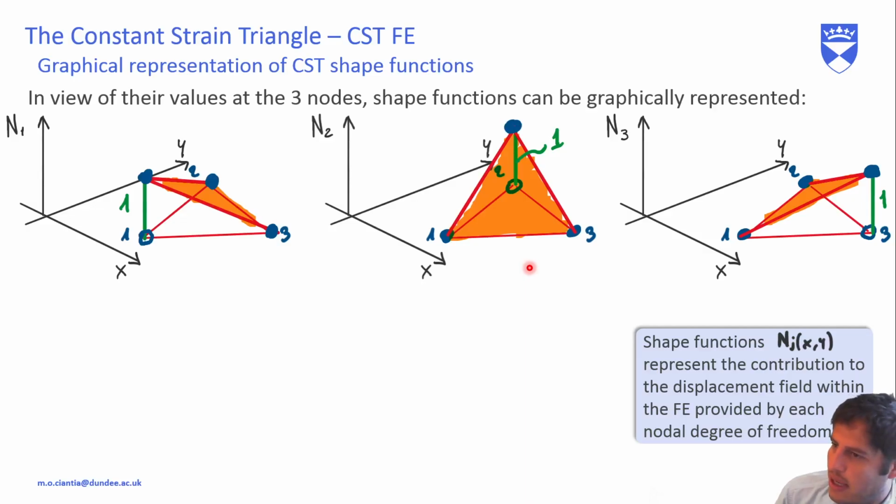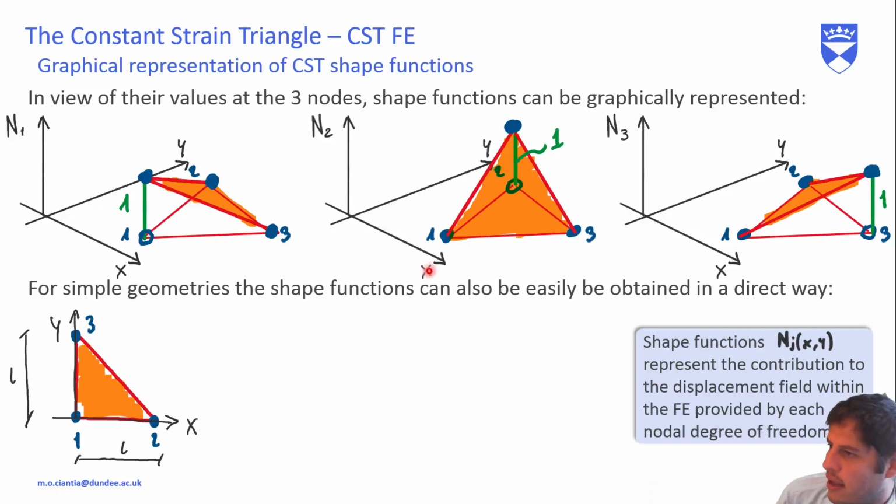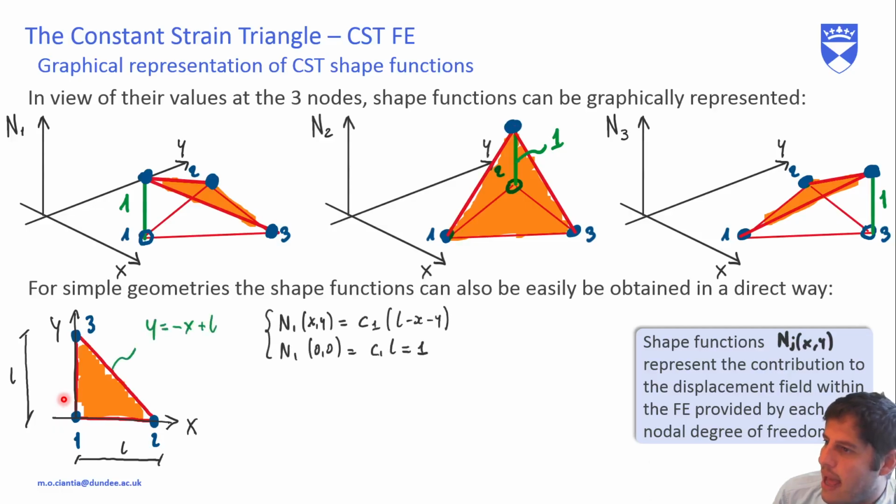For example, let's do a little example by hand. Let's imagine we have a constant strain triangle that looks like this, of length L. These are nodes 1, 2, and 3, and L in the y direction. I want to calculate N1. So N1 is equal to 1 when I'm here, but is equal to 0 on this line. So what I do, I write the equation of this line here. y is equal to minus x plus L. Then I take the y on the other side, and I write that L minus x minus y is equal to 0. So it is always equal to 0 here.